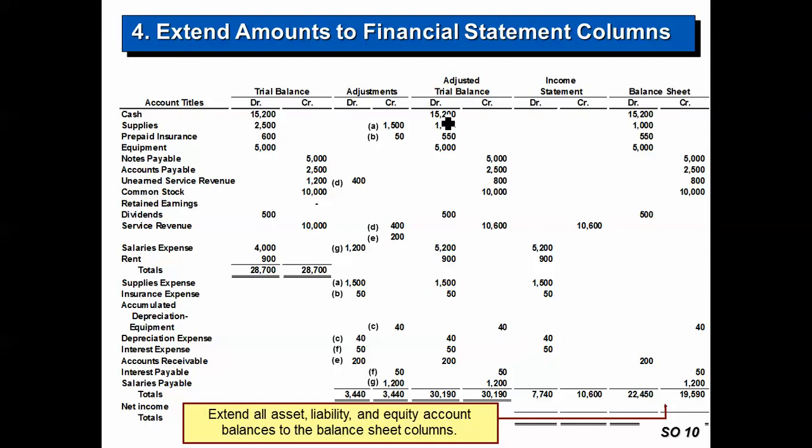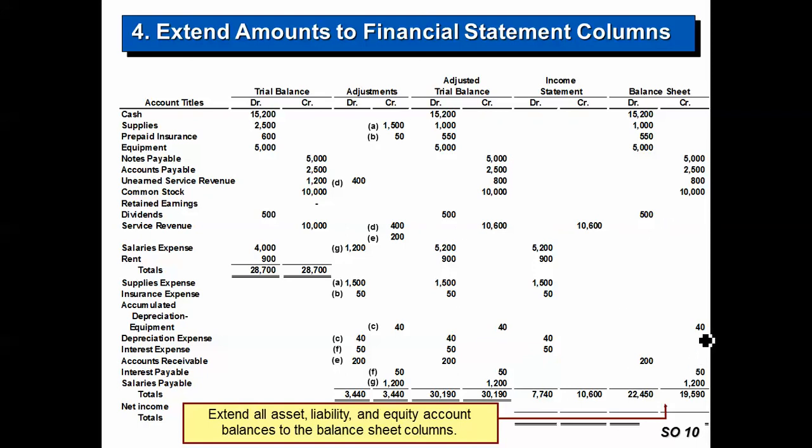Cash was a debit in the adjusted trial balance, debit in the balance sheet. Supplies, 1,000, debit in the adjusted trial balance, a debit in the balance sheet. Prepaid insurance, 550 in the adjusted, 550 in the balance sheet. And so on down. Retained earnings, there is no retained earnings. If there was, we'd put it here. This business just got started. Dividends goes to the balance sheet. It was a debit in the adjusted trial balance. It goes to the balance sheet as a debit.